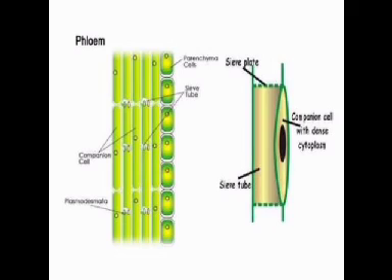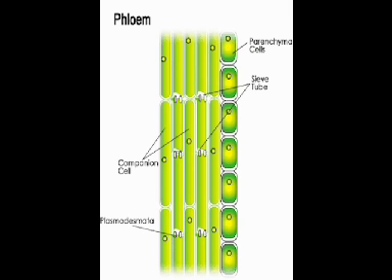The organic food conducting complex tissue in vascular plants is known as phloem. They are found in the stem and vascular bundles of all vascular plants. The food synthesized in the leaves is distributed all over the plant body through phloem.